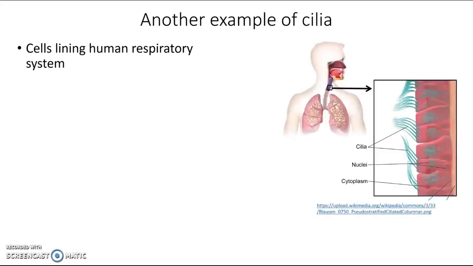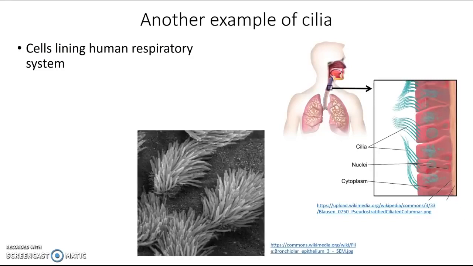Another example of cilia can be found in your own body on the cells that are lining your respiratory tract. So if we could zoom in on your windpipe and take a close look at the cells in there, each of these pink blobs is a cell, and those cells all have some cilia on the inside lining your windpipe. Under a scanning electron microscope, they'd look kind of like this, all these tiny little hair-like structures. And these cells lining your respiratory tract secrete a thin layer of mucus. I've shown it here in blue.